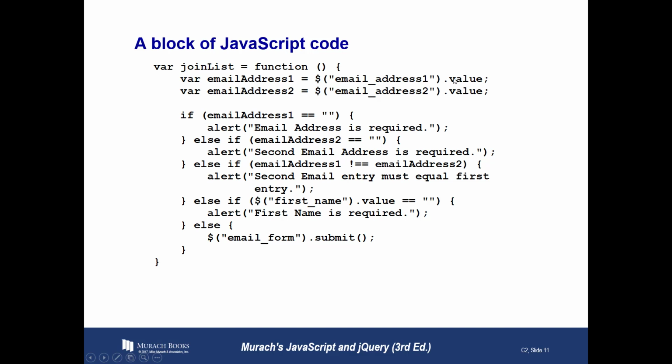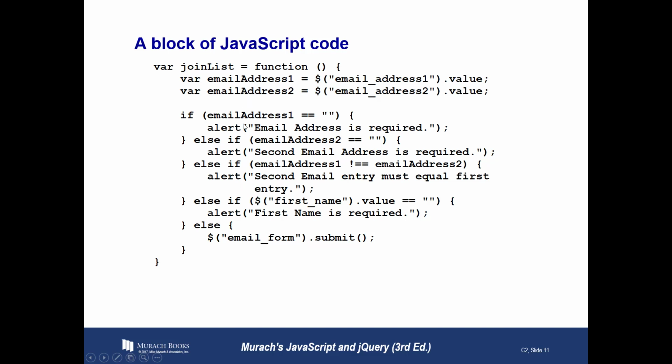This says that somewhere I've got a text box named emailAddress1 and a text box named emailAddress2. You may remember from the last chapter, I showed you how that $ can be used as an alias for document.getElementById. That's what we're doing here. This says grab the value of the element in the text box called emailAddress1 and stick it into a local variable called emailAddress1. Do the same thing with a text box that's named emailAddress2. Grab its value and stick it in a local variable emailAddress2.